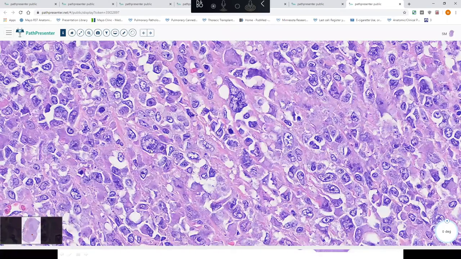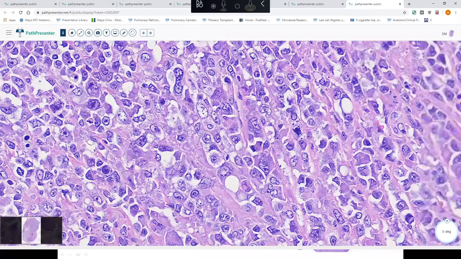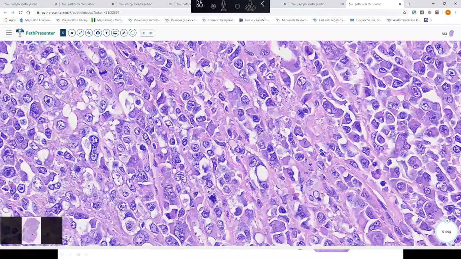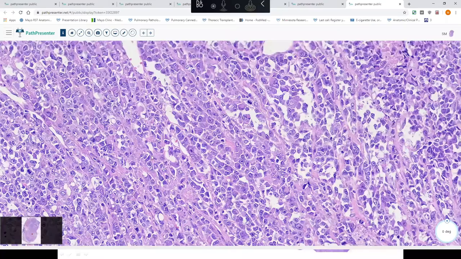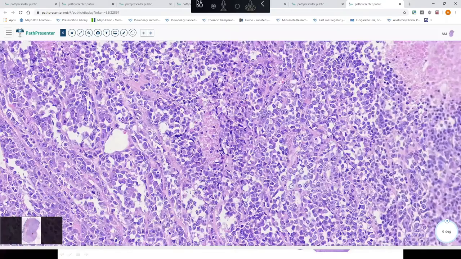And you know, lots of atypia here. This is kind of knock your socks off atypia that you can see in some of these cells, looking quite atypical. So definitely a high grade tumor. This looks like it's a very bad tumor.